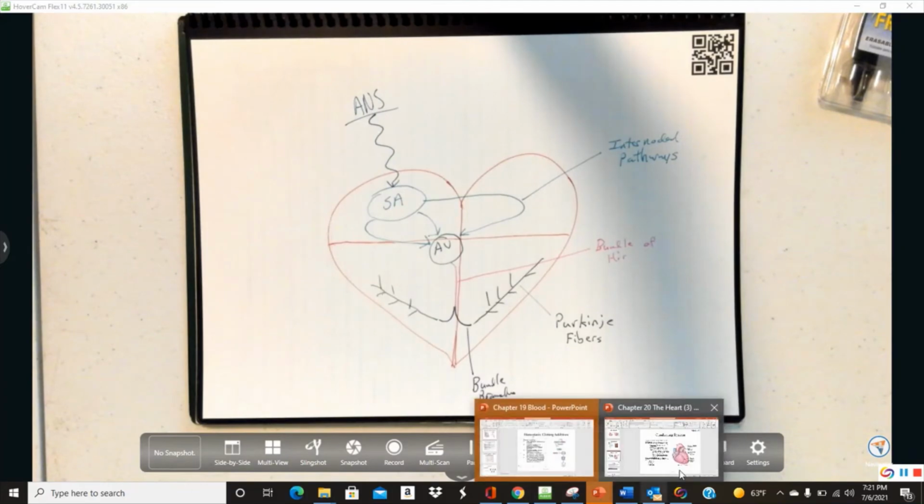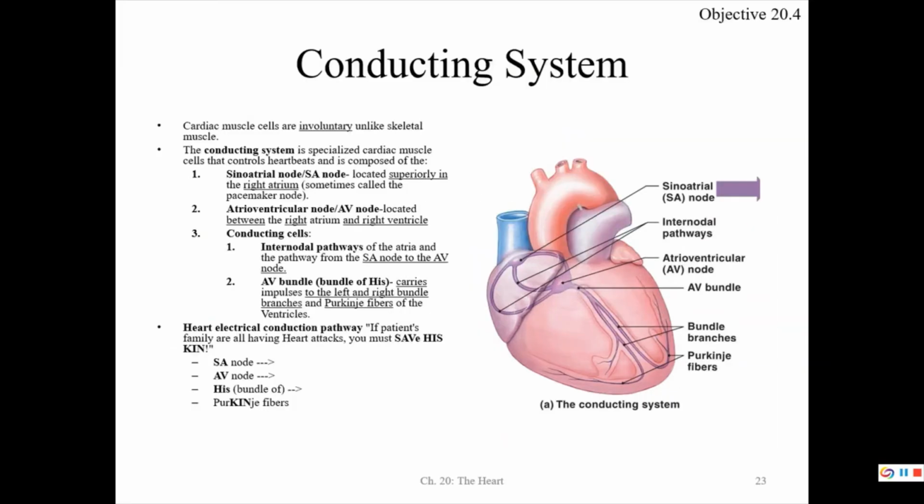Okay. Now, I always say save his kin. So SA node, AV node, bundle of His, Purkinje fibers. It just leaves out the bundle branches, the left and right bundle branches. Now, the conducting system: the sinoatrial node, SA node, is up at the top of the right atrium, about the size of a postage stamp. The atrioventricular AV node is between the right atrium and right ventricle. It delays the impulse. We have internodal pathways going from the SA node to the AV node. Then the AV bundle, or bundle of His, goes down to the bundle branches and then the Purkinje fibers of the ventricles to make them fire.